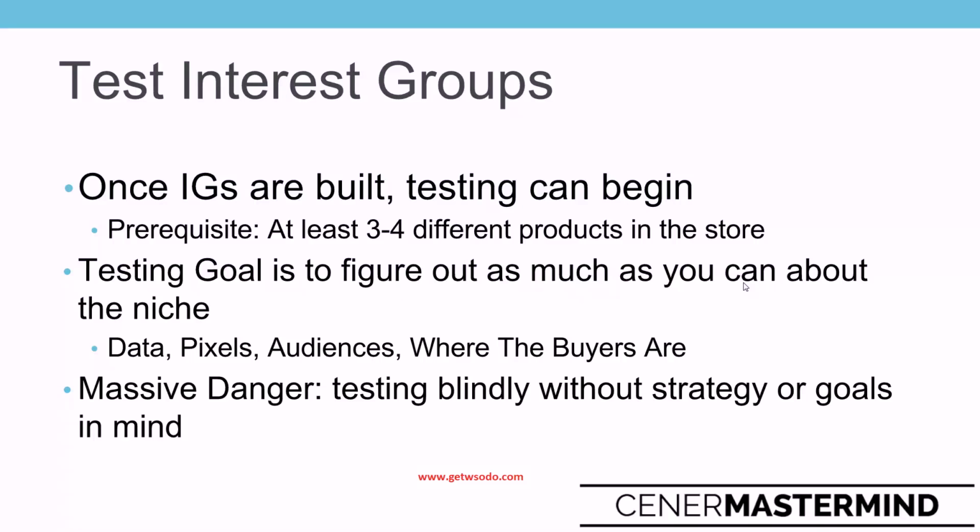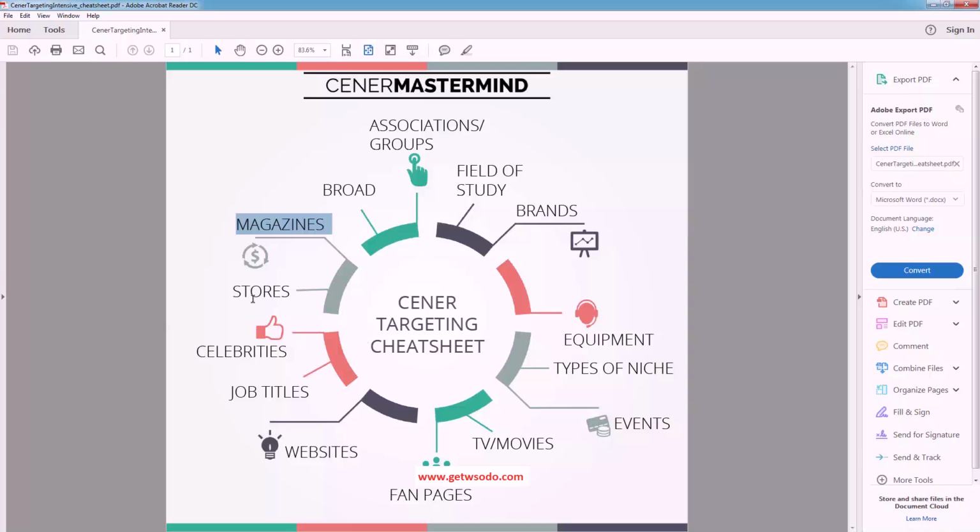Okay, and our testing goal is to simply figure out as much as we can about the niche. We'd obviously love to build our data, our pixels, our custom audiences, our email lists, etc. But the biggest goal here is we need to answer the question, where are the buyers and do they exist in this niche? And you can see why the interest group strategy works so well answering this question. If we make sales using the magazine interest group, then we know buyers are inside the magazine interest group. If we make sales using the TV and movie interest group, then we know that's where the buyers are, right?